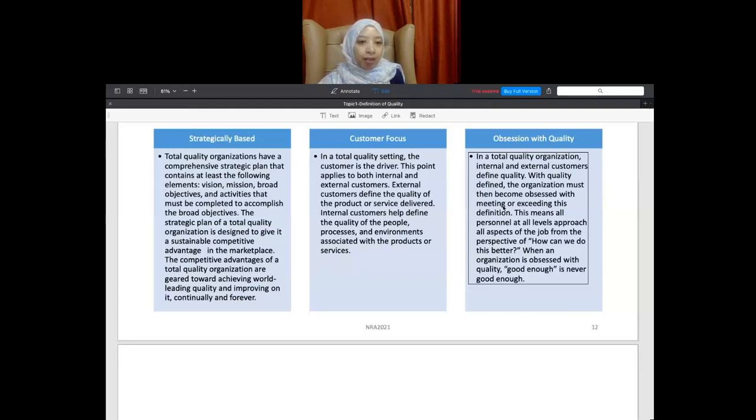The competitive advantage of a total quality organization is to get toward achieving world-leading quality and improving on it continually and forever, inshallah.